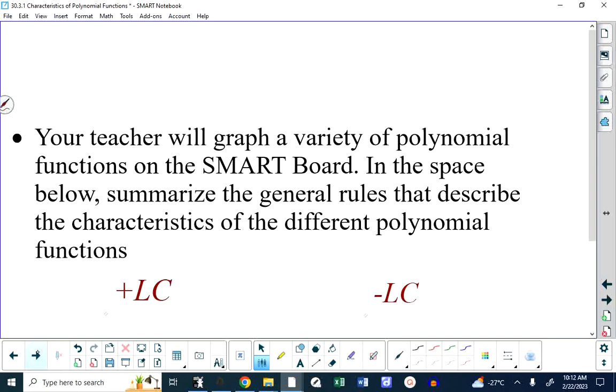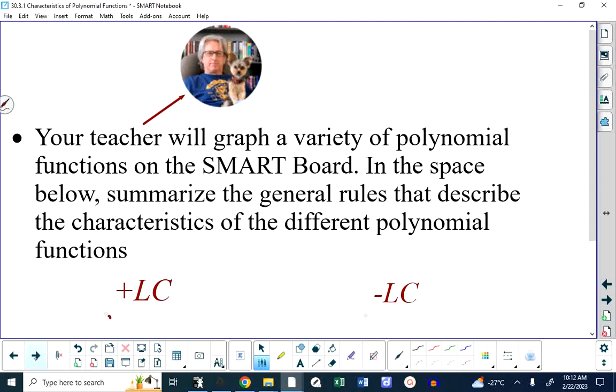All right, so now your teacher, that's me, I'm going to show you a bunch of graphs with different equations, and we're going to learn something about the leading coefficient, the degree, and the constant term. And you have a table where you're going to write your observations. And I'm not going to write them down. I'm going to explain things to you verbally.